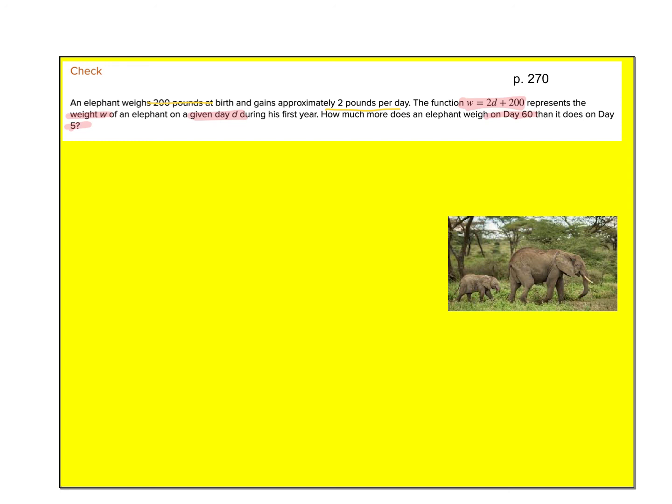All right, so I always like to just write the equation first. W equals 2d plus 200. And again, I like to write what things stand for. So it says W is the weight, to find the weight of the elephant, and D is the days. So it's 2 pounds per day plus the 200 that it weighs at birth.